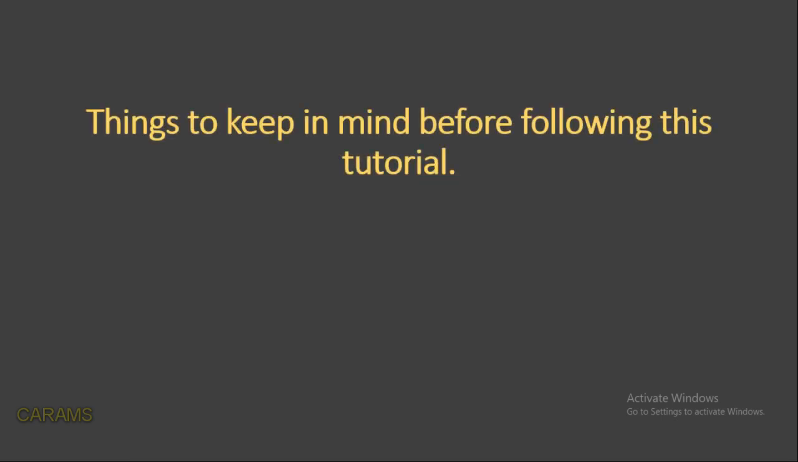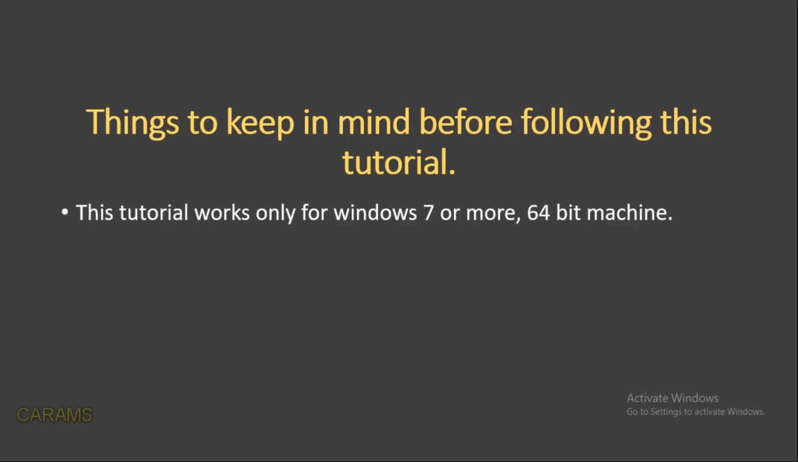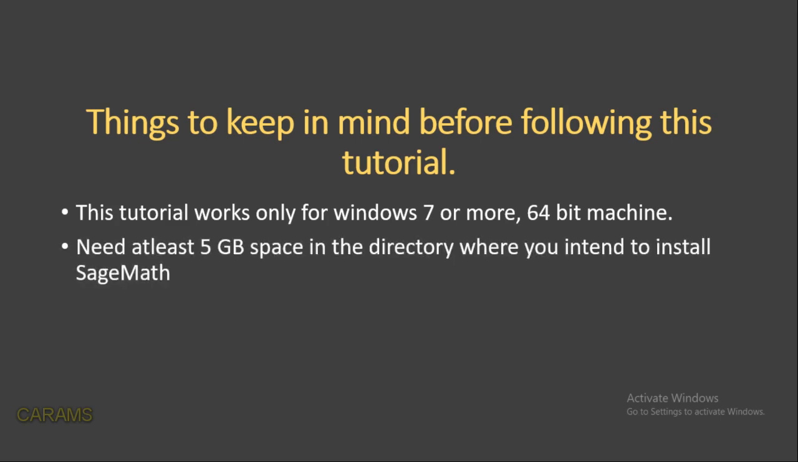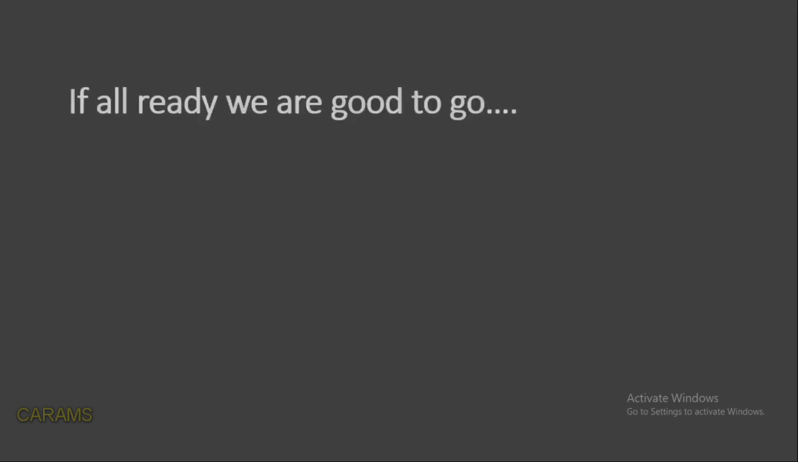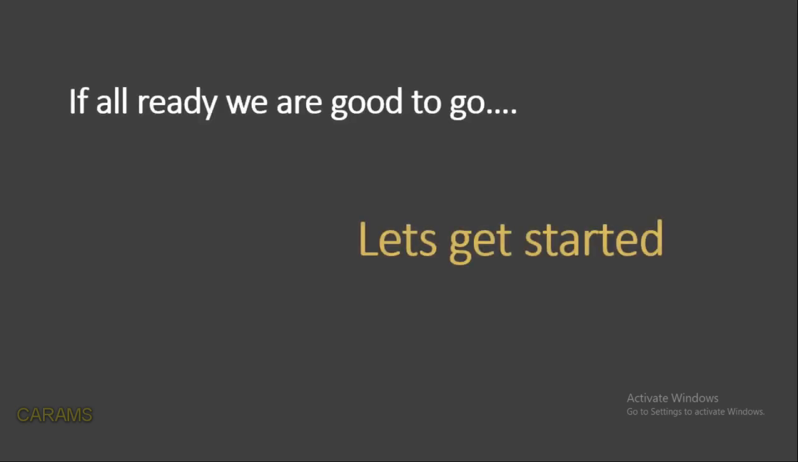Before installing everything, there are a couple of things to keep in mind. This tutorial works only for Windows 7 or more, 64-bit machine. You need at least 5 GB space in the directory where you intend to install SageMath, and a good internet connection to download the installation file. It's around 1 GB. If all are ready, we are good to go. Let's get started.